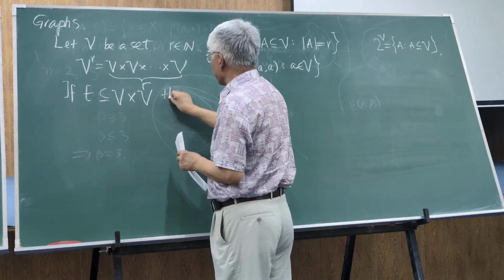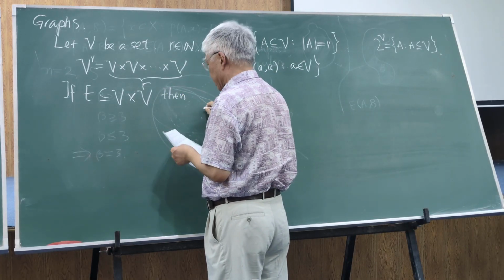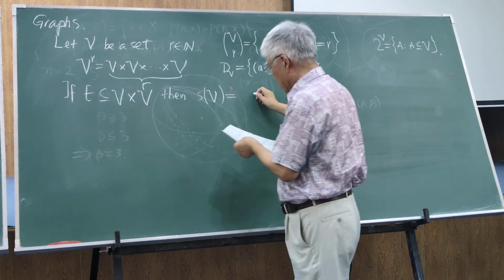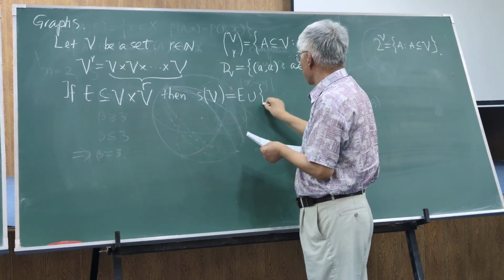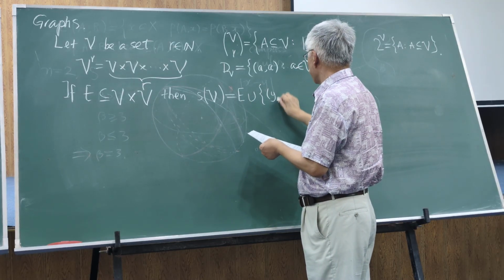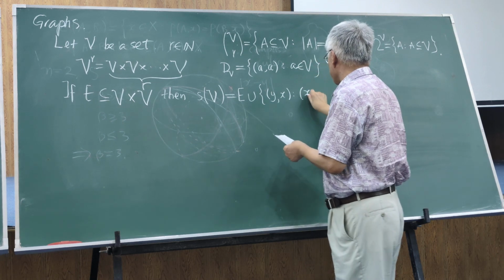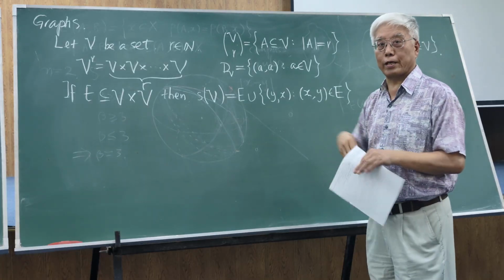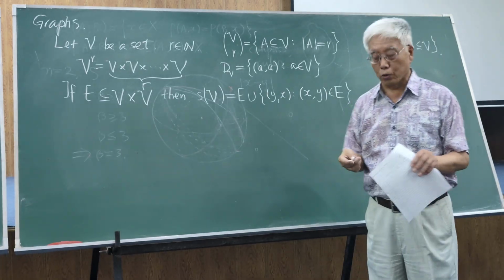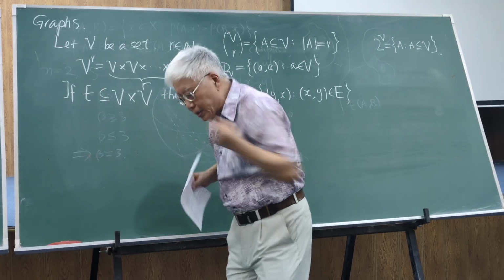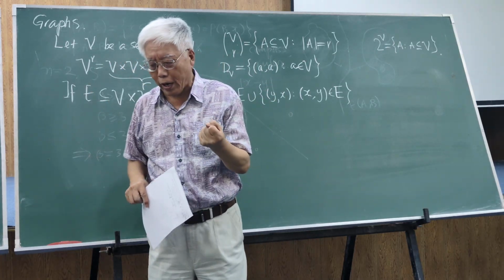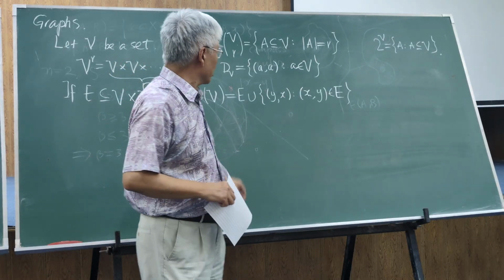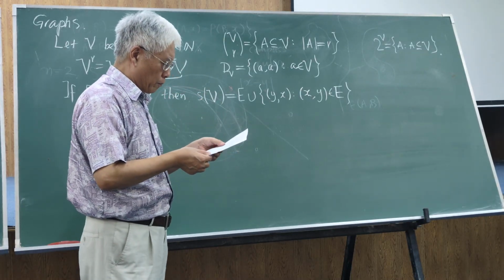Then we define the symmetric completion S of E to be E union the set of Yx if xy is in E. If it is already there, because we are using curly brackets, it's fine, we don't need to add it. If it is not there, we add it in. If x is related to y in the binary relation E, then we regard y as related to x as well, which means this is the symmetric completion.